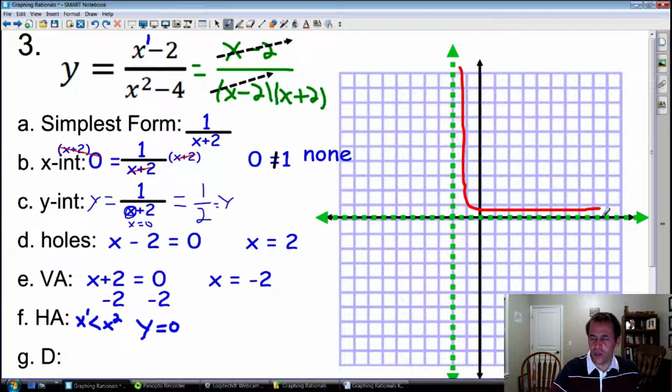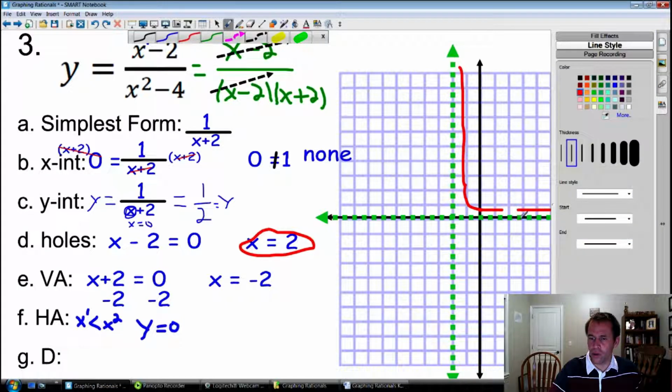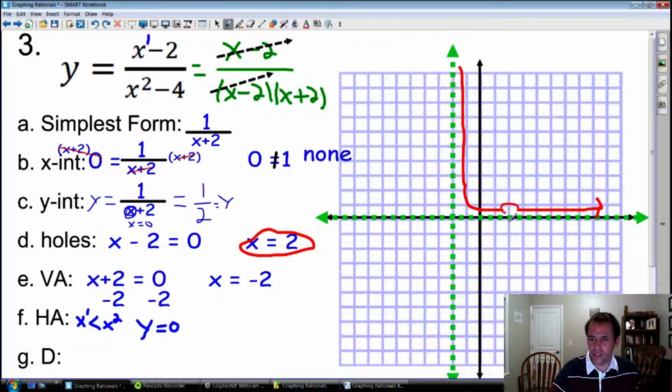And then there's going to be a hole there. A hole where? Well, at our hole, which is x equals 2. So here's 0, here's x equals 1, here's x equals 2. So right here is going to be a hole. And it's not going to be a closed hole, so we need to erase that. Right there at x equals 2 is going to be an open hole. So we'll go ahead and put an open hole right there, like this.